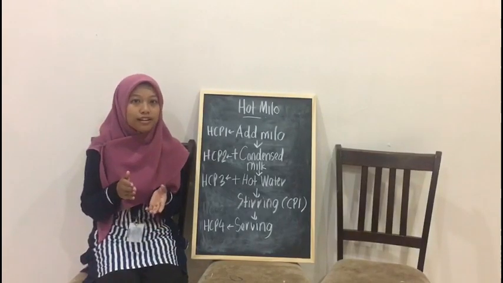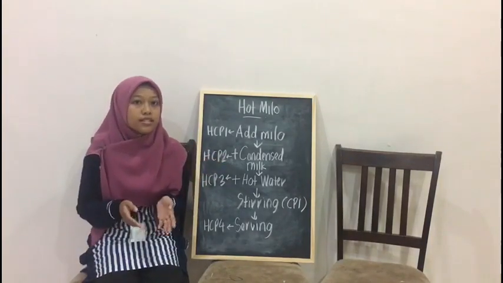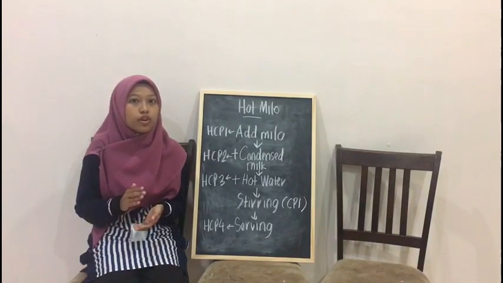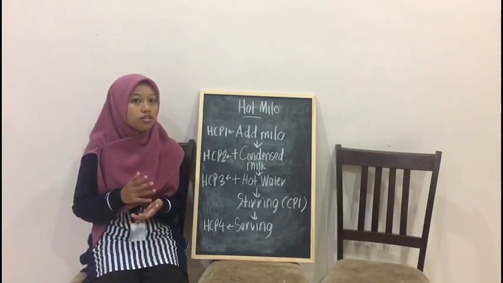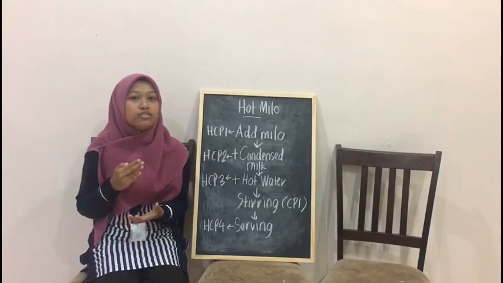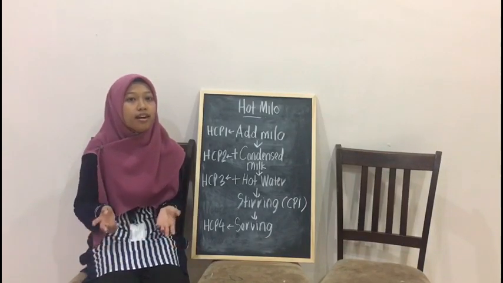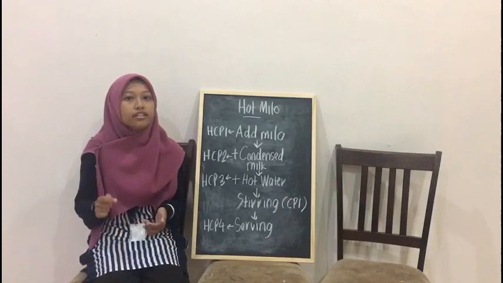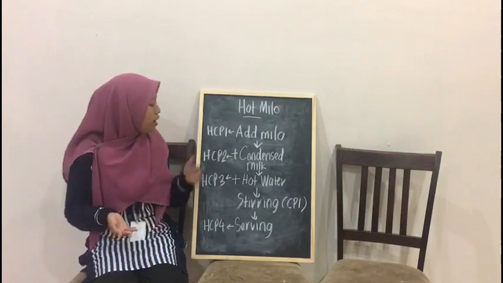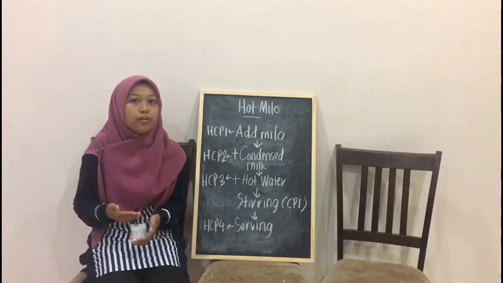For the HCP1, Milo already has a halal certificate. For the HCP2, condensed milk already has a halal certificate. HCP3, hot water is used from a clean source and safe for human consumption. Next, for the HCP4, the glass used to serve the drink should be safe and not cross-contaminated with any non-halal food or ingredient that is liquid as najis, according to the Sharia law. For the CP1, the spoon used in the stirring process is clean and free from rust.